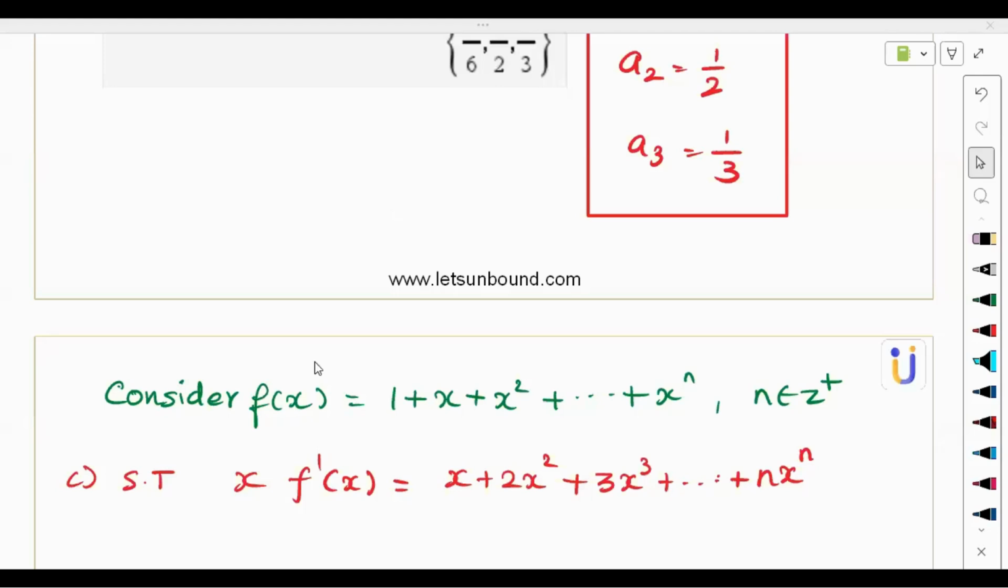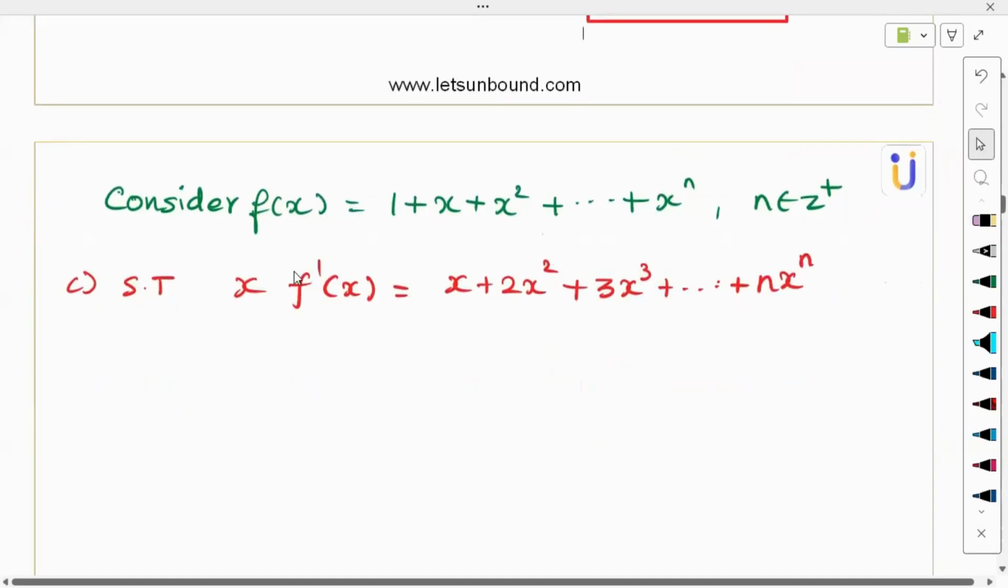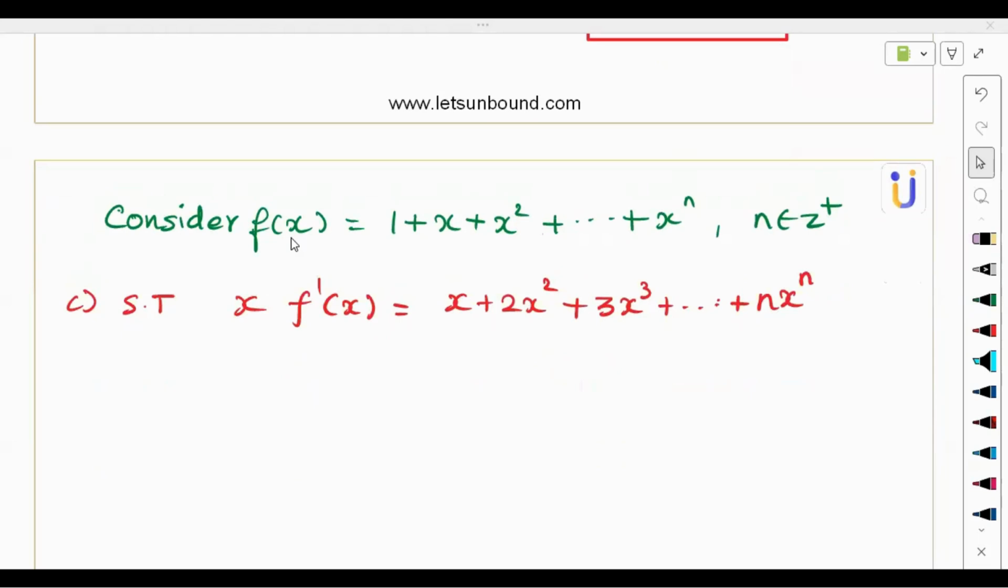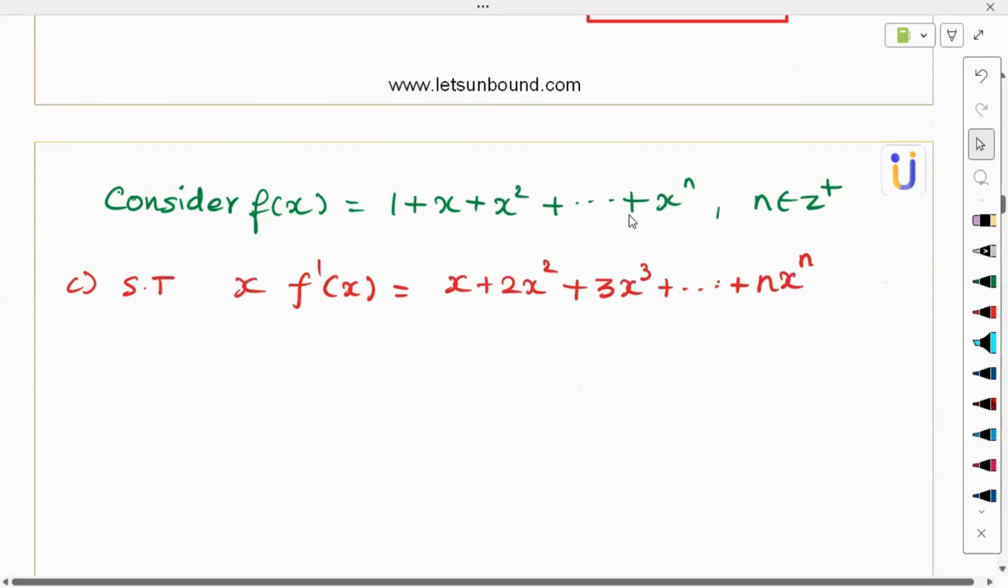Right. So getting into the next part, consider the function f of x. In this particular part, we are going to investigate and generalize the formula we have learned, for all values of q, and that is what we're going to do step by step. Consider the function f of x is 1 plus x plus x square plus and so on plus x^n, and n belongs to Z plus. Show that x into f dash of x is this.